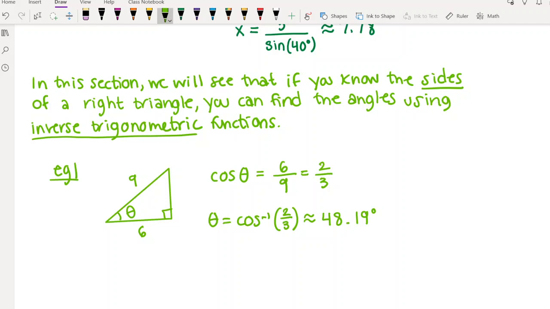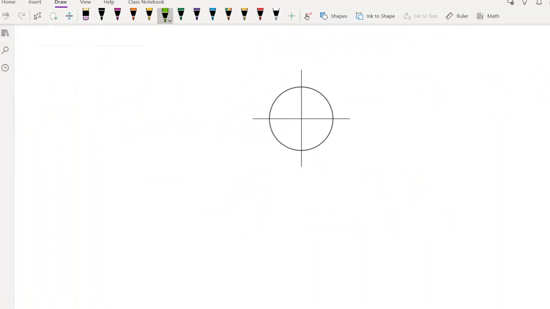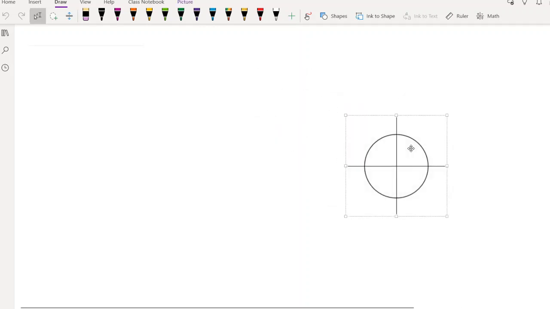So I want to explain exactly why inverse cosine works in this situation. This next part is going to be a little bit technical, but then we'll get back into some examples. I just want to point out the way that using inverse trig in triangles is a little bit different from using it when we're on the unit circle.